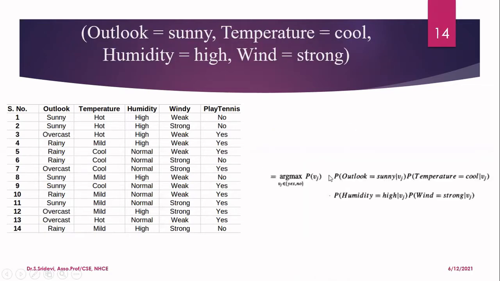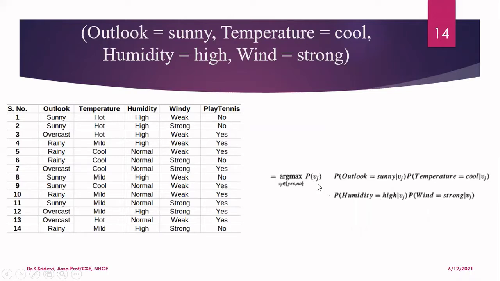You need to find the probability for this. And in our target class, we have yes and no. So for both the target classes, yes and no, you find out the probability and choose which is having the highest probability. So I am writing argmax Vj. Vj is nothing but my target class, which belongs to 2 values, yes and no. That means that I have to apply this 2 times. One is for yes, another is for no, and find out the maximum value.